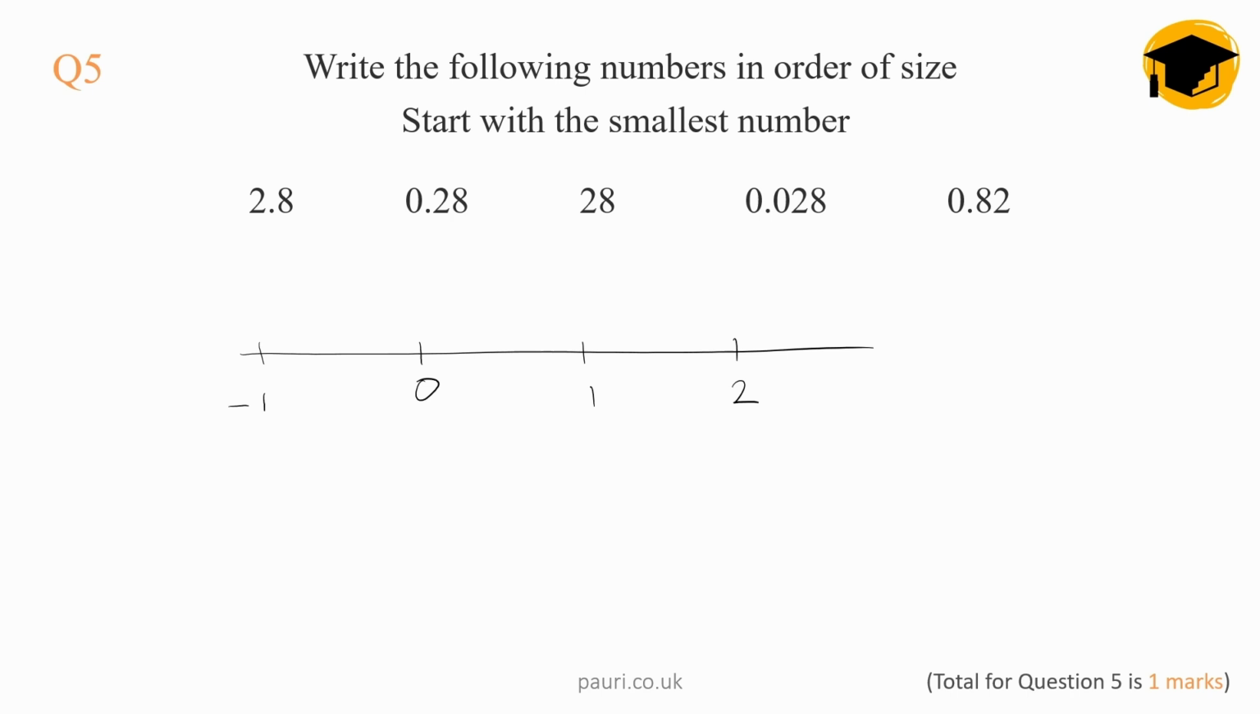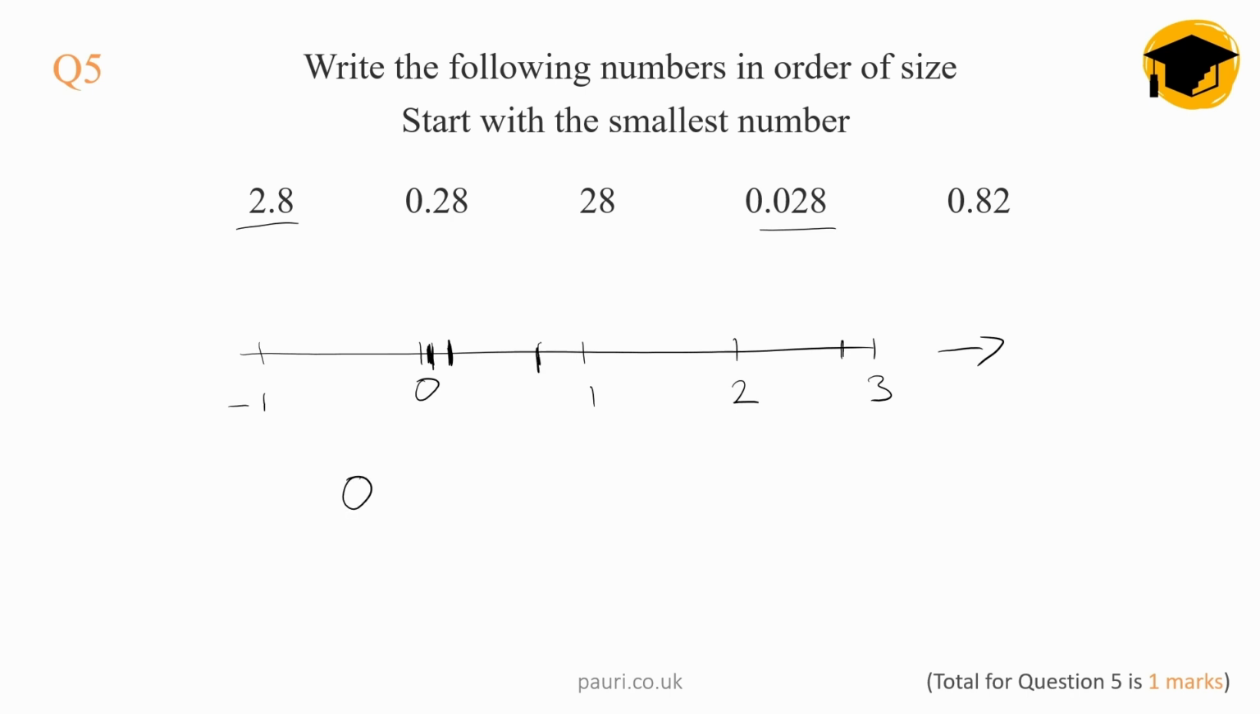If I have a number such as 2.8, 2.8 is going to be somewhere over here. 0.28 is going to be somewhere over here. 28 will be much further up. 0.028 is even smaller. It's probably going to be even less than that. And 0.82 is closer to 1. Let's put all of that in order.